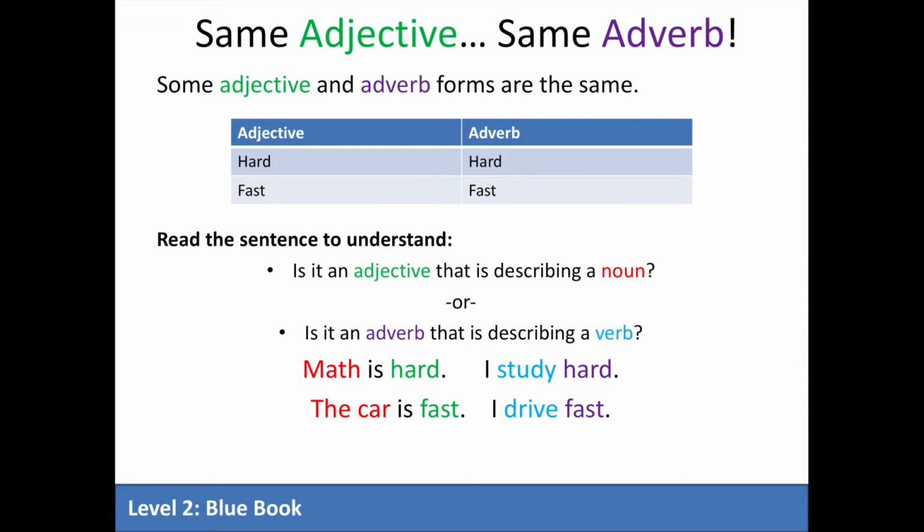Another example, the car is fast. In this sentence, fast is describing the noun car, whereas, I drive fast. In this sentence, fast describes the action, so it's an adverb of manner.